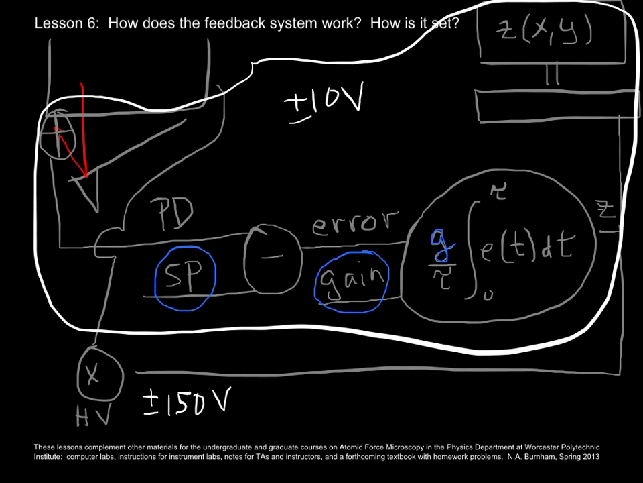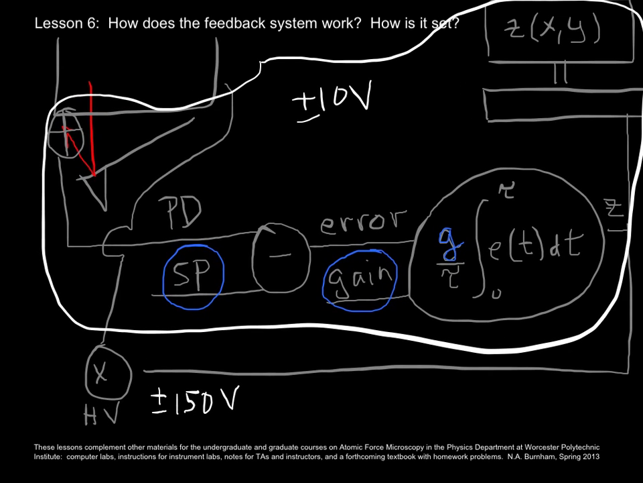This whole system is called the feedback loop because, as you see, it is a loop. The cantilever sends a signal to the photodiode, which sends a signal to the electronic circuit, which sends a signal to the high voltage amplifier, which in turn sends a signal to the scanner, which in turn moves the cantilever.